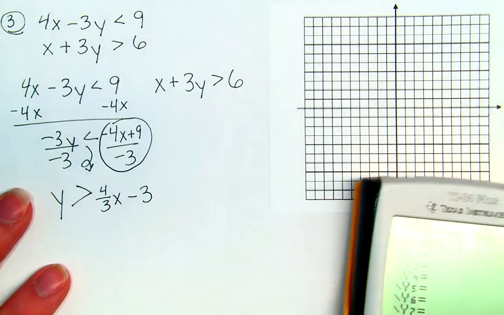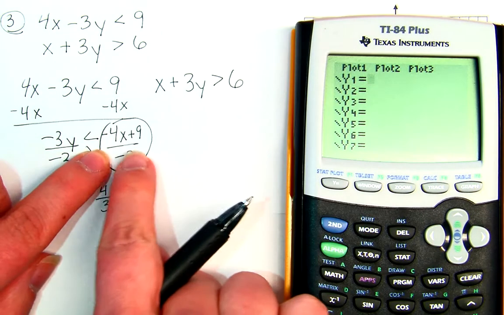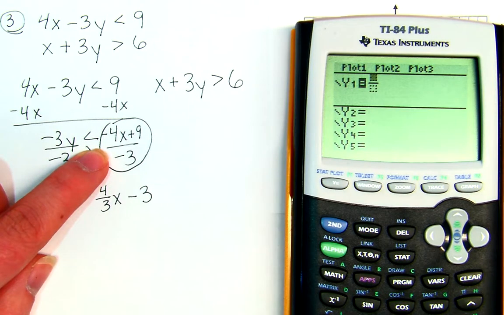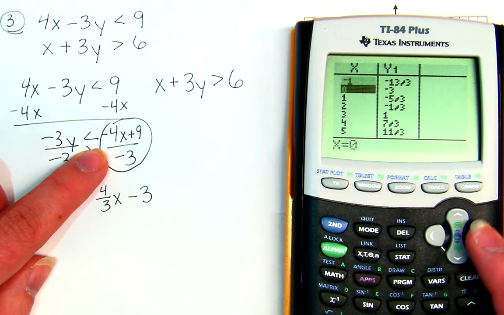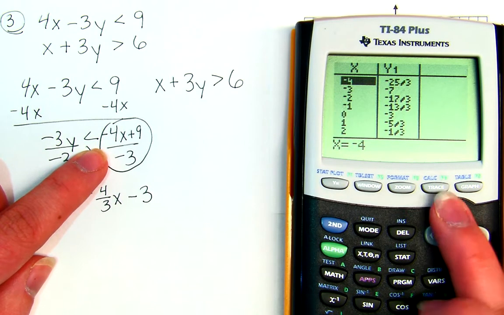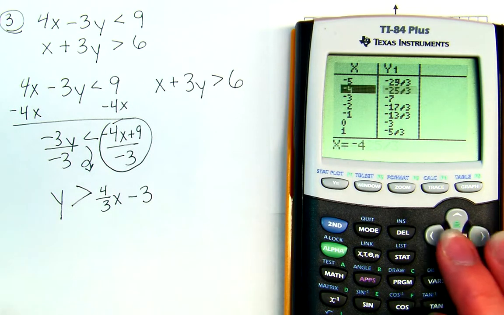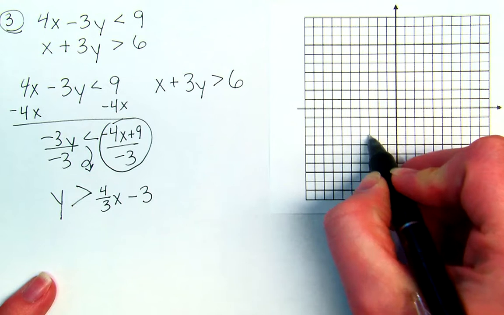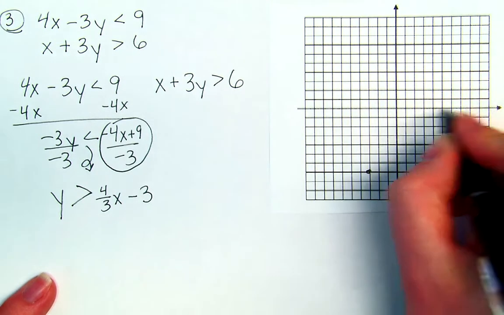All right, so here we go. We're going to go into the graphing calculator. I'm going to show you what would happen if you type this in as is. So alpha y equals, enter gets the fraction. Negative 4x plus 9 over negative 3. Take a look at the table. We're only going to plot the points that work, right? We don't need to plot negative 4, negative 25 over 3. That's annoying. Instead, we're going to plot negative 3, negative 7. So to the left 3, down 7. Then we're going to plot 0, negative 3.